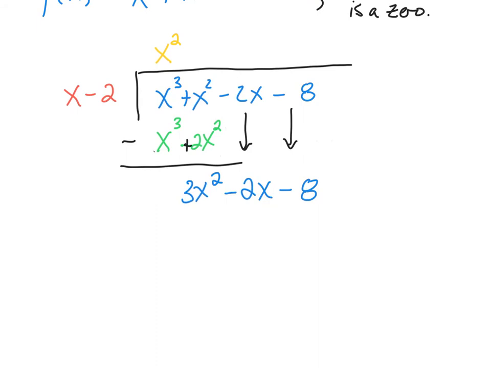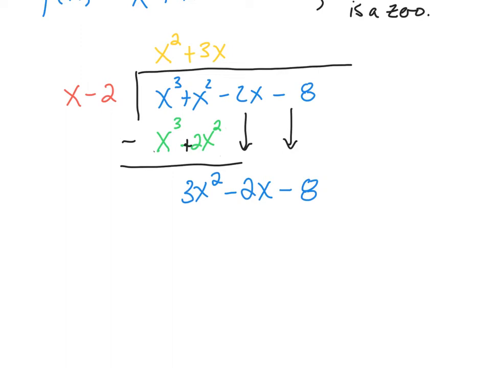All right, so I go through the same process again. I ask myself, what do I have to multiply x by to get to 3x squared? I think about that for a second. What's the answer to that question? X times what is 3x squared? If I think about that, I think the answer is a positive 3x. So I'm going to put that up here, positive 3x.